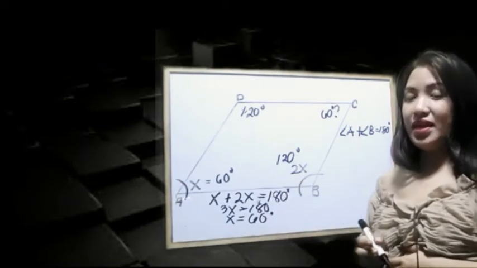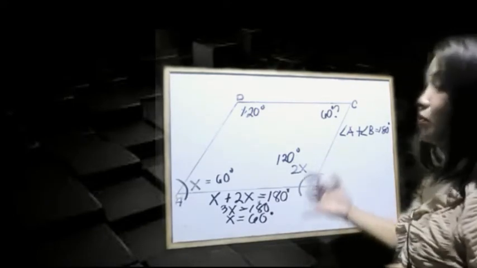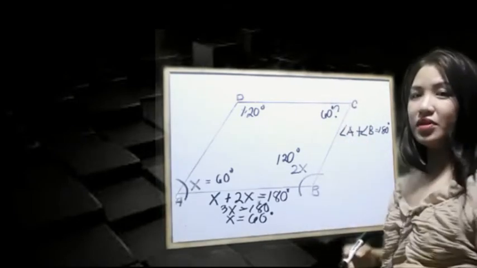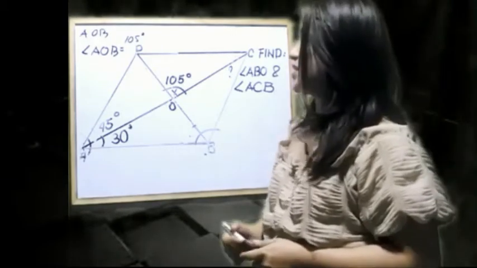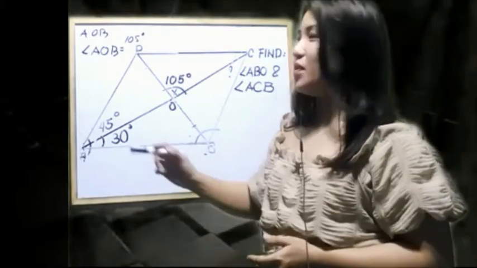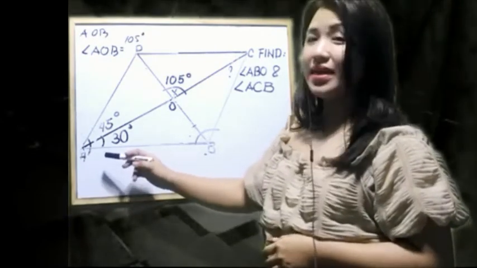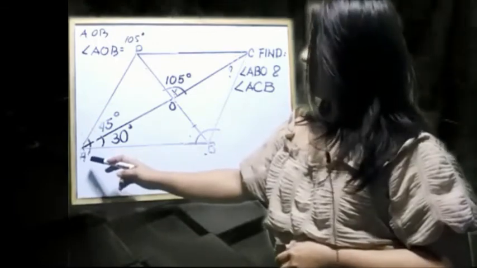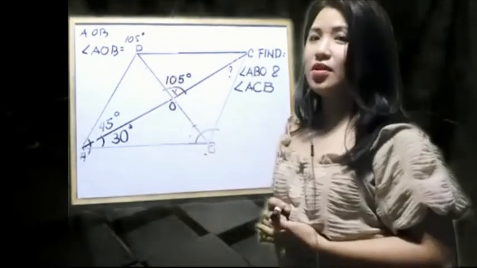equal to 180 degrees. Now let's proceed to another example, which is trickier, so you will be challenged as well. Alright? Now let's have another example, which is a lot more interesting than the previous one. We will be using the same illustration that I used a while ago. I have here parallelogram ABCD.